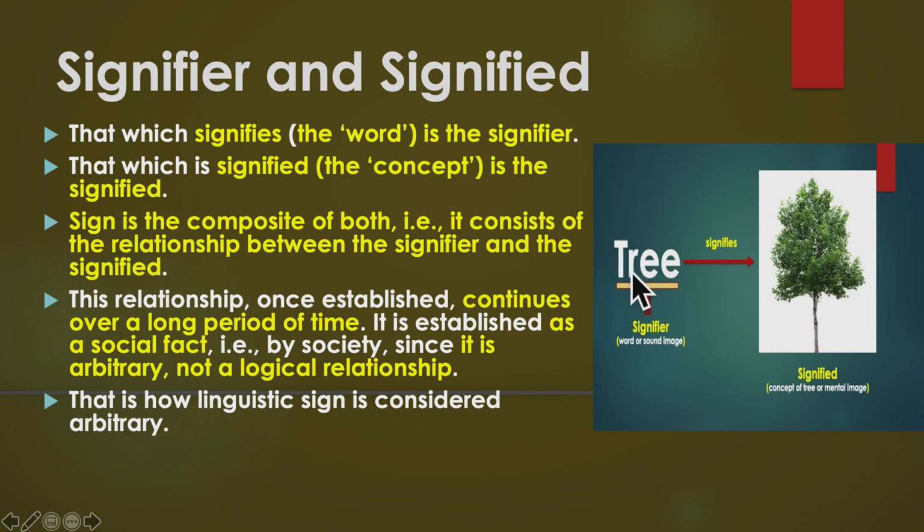In the English language, for tree, you have this object. The object is the same. But in English, you have this word. In the Japanese language, you will have a different word. In Hindi, you will have a different word. In Urdu, you will have a different word. In French, you will have a different word. In Arabic, you will have a different word. So the object is the same, but the word is changing. It means that there is no scientific relationship between the word and the object it signifies. That is how the linguistic sign is considered arbitrary. And that is why all linguistic signs are arbitrary.